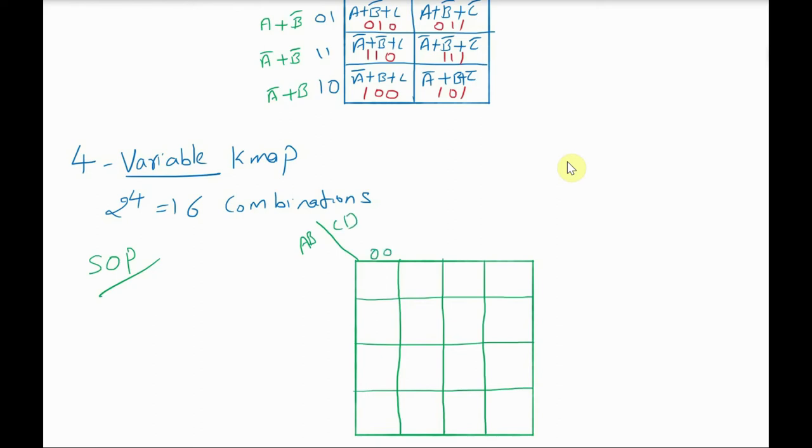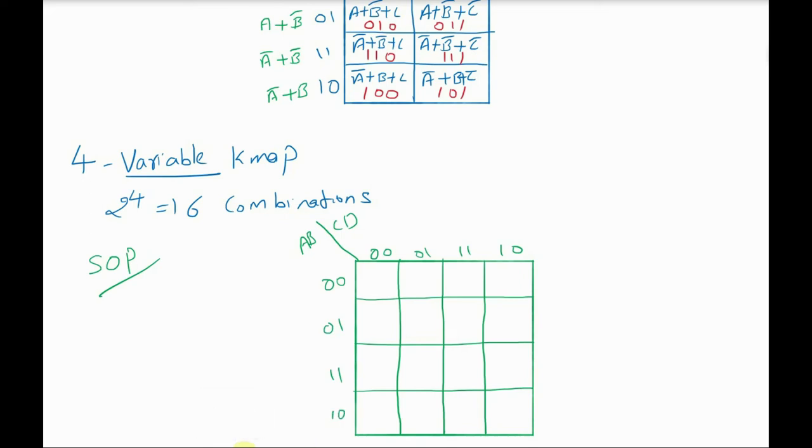0, 0, value of C, D is 0, 0, 0, 1, 1, 1, 1, 0. Don't get confused regarding the number scheme. We are using gray code here. 0, 0, 0, 1. After 0, 1, it is 1, 0 in the binary number system. But here in gray code, after 0, 1, it is 1, 1. Then only it comes 1, 0. So, don't forget to write like this, otherwise you will not get the correct answer. Here also 0, 0, 0, 1, 1, 1, 1, 0.